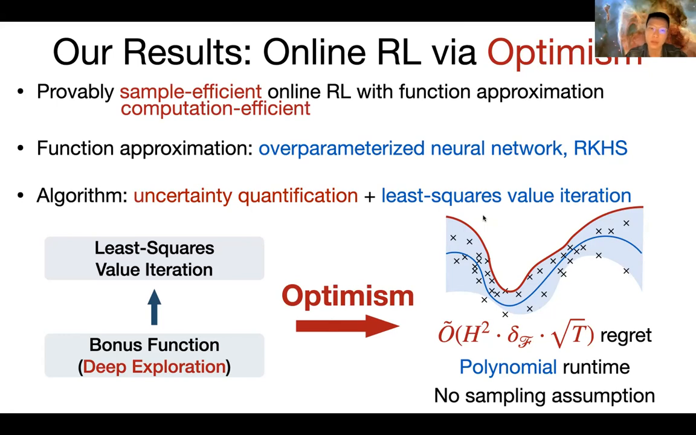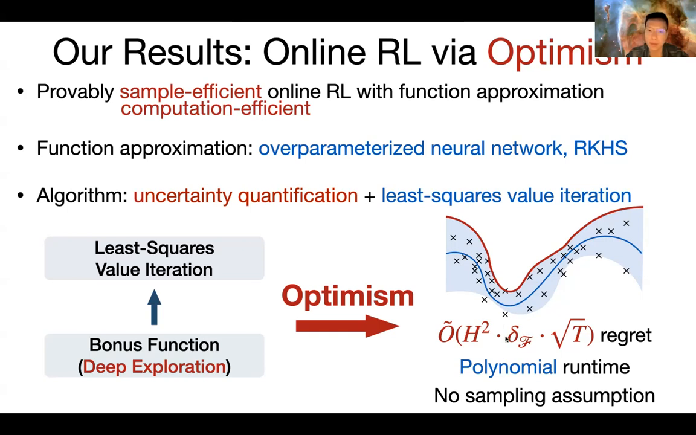And in terms of theoretical guarantees, our algorithm achieves a sublinear regret. That is, regret grows with the number of repeated experiments in terms of its square root. And here, T is the number of repeated experiments the agent has. And H is called the horizon, which is the number of decisions the agent makes in each reinforcement learning problem. And this delta F quantifies the complexity of the function class we use, and its detail will be given in a later slide.